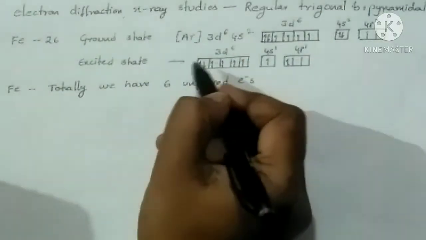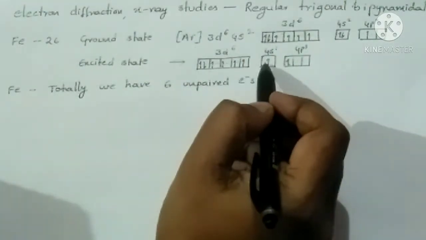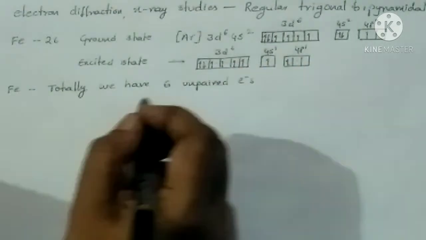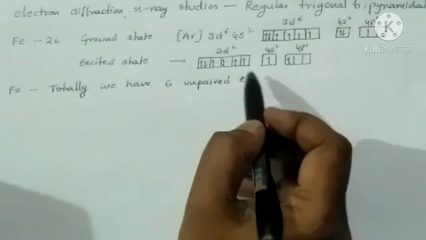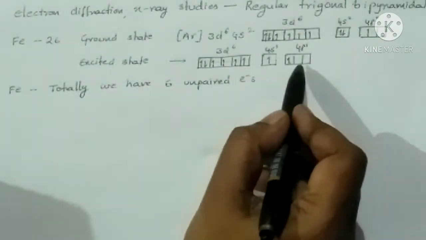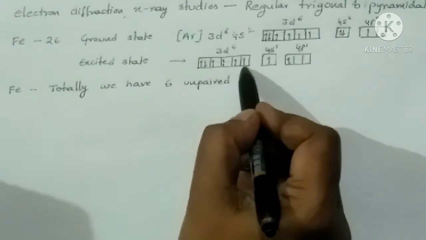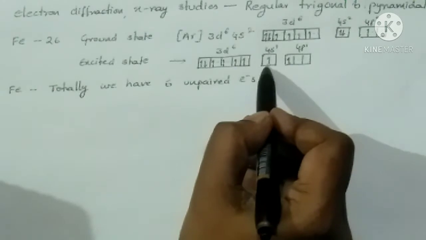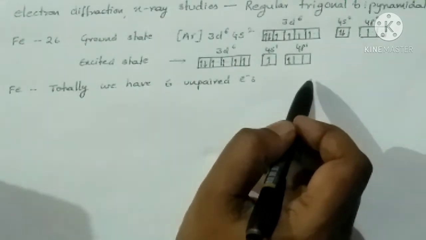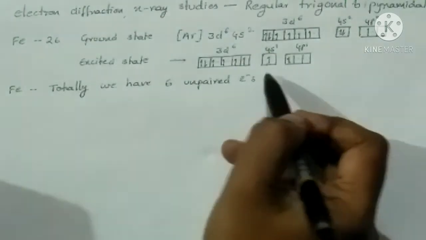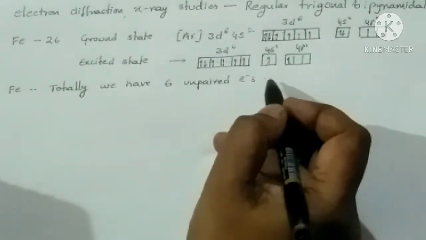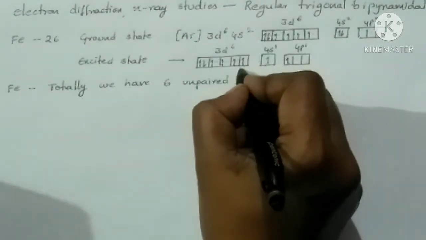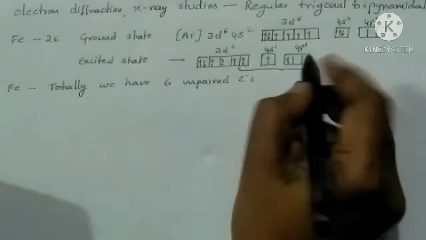So 4 in 3d, 1 in 4s and the other in 4p. So in the formation of iron pentacarbonyl, these last 5 orbitals, that means 1 from 3d, 1 from 4s and 3 from 4p, empty orbitals or having 1 electron, intermix to give dsp3 hybrid orbitals. Understood? So here it undergoes dsp3 hybridization.